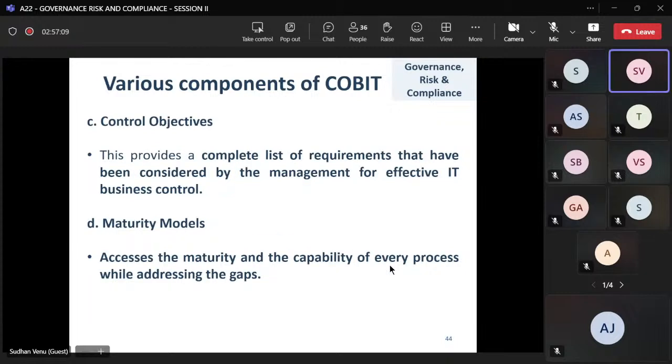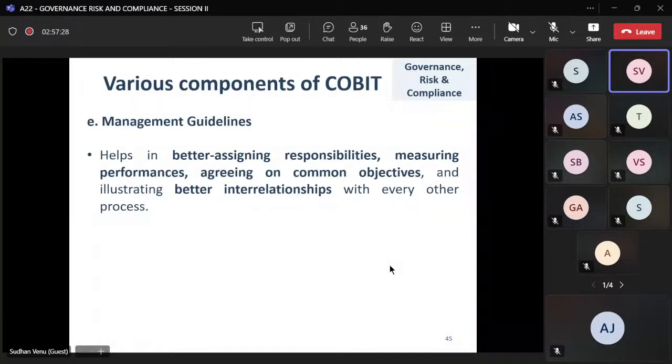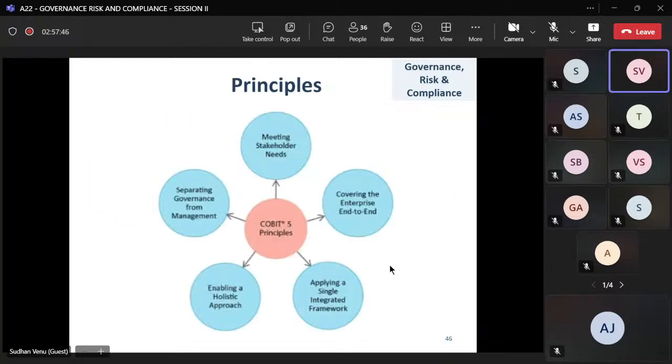Control objectives are a complete list of requirements that have been considered by management for effective IT business control. The maturity model assesses the maturity and capability of every process while addressing the gaps. Management guidelines help in assigning responsibilities, measuring performance, agreeing on common objectives, and illustrating better interrelationships with every other process. These are the various components working together in COBIT. COBIT has five principles, and each principle has its own unique process.